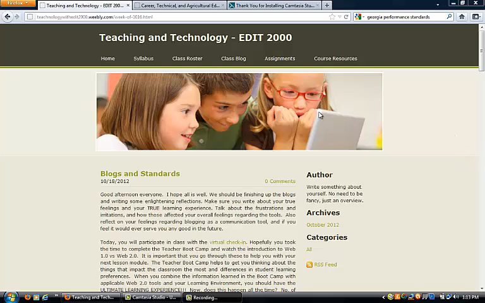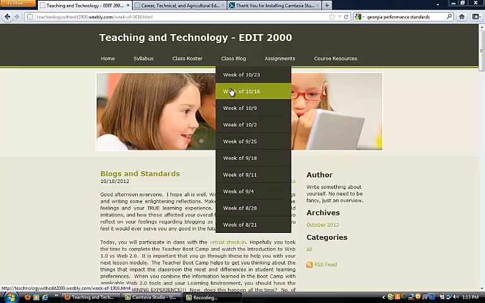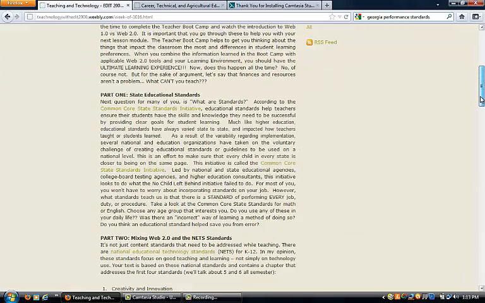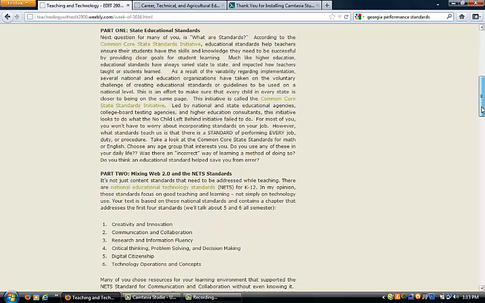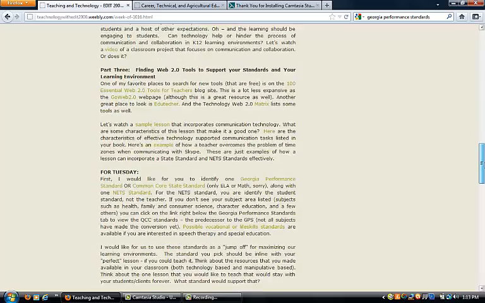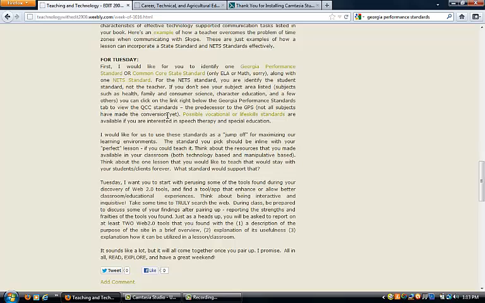So let's start by looking at the blog, and I'm starting off with last week's blog because that's where all of the links for the standards are. If you scroll down to the educational standards, part 1, you'll see that we have the Common Core standards listing. If you scroll down further, all the way towards the bottom, you'll notice it says for Tuesday, I would like for you to identify one Georgia Performance Standard, Common Core Standard, along with one NET Standard.